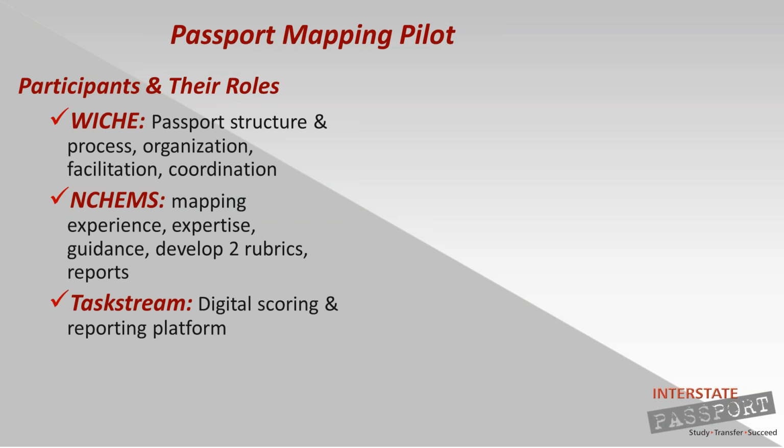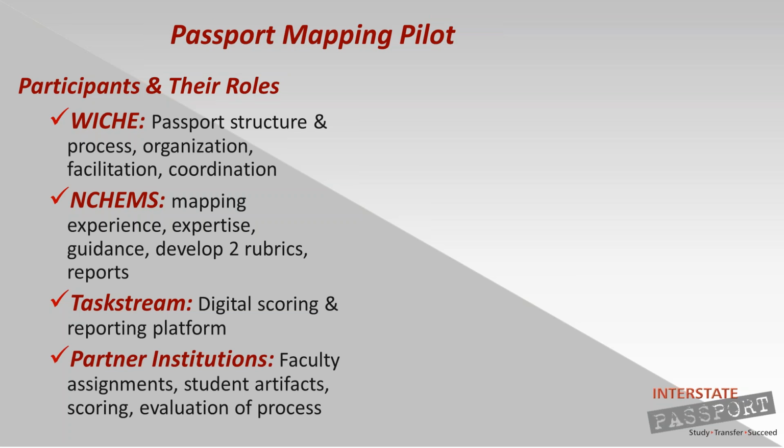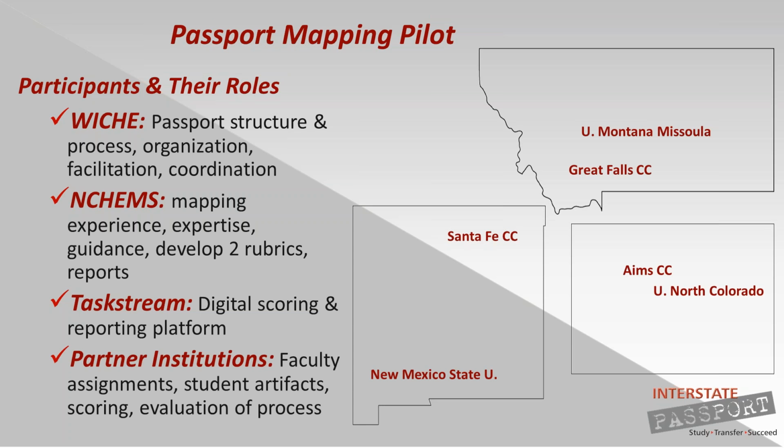Taskstream is a company that is putting together a digital scoring and reporting platform so that all of the scoring results the faculty will enter into the Taskstream platform, and out of that will come analysis of the mapping and reports will be generated. Faculty at the partner institutions are going to be contributing assignments, student artifacts, doing the scoring, and providing an evaluation of the process of this pilot. As I mentioned earlier, Colorado, New Mexico, and Montana are the states in which participating institutions are located. Those institutions are shown in this graphic.